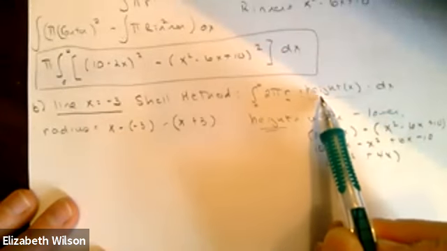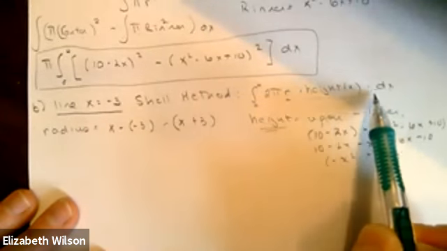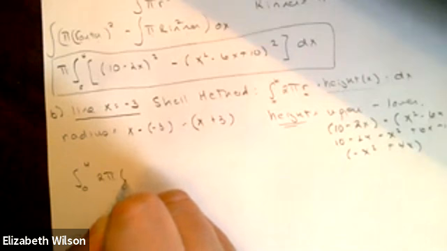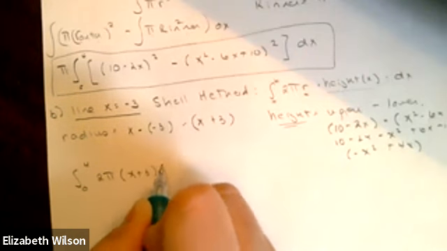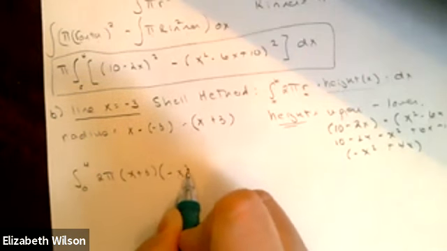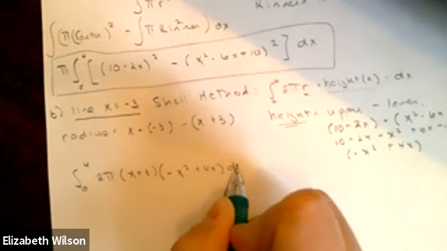So we put them all together into our shell equation. I've got 2 pi times the radius times the height times our thickness dx, and I'm going to integrate again from 0 to 4. 2 pi, the radius we said was x plus 3, our height is minus x squared plus 4x, and our thickness is dx. And that's all we need to do.